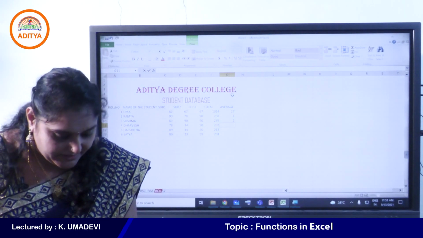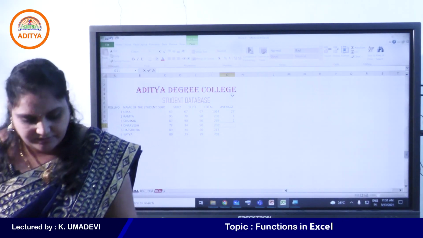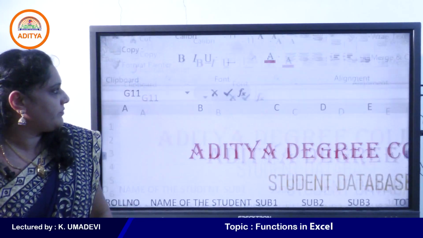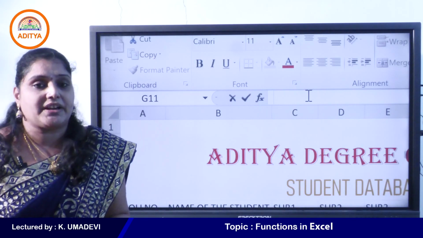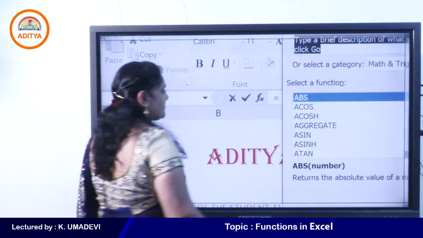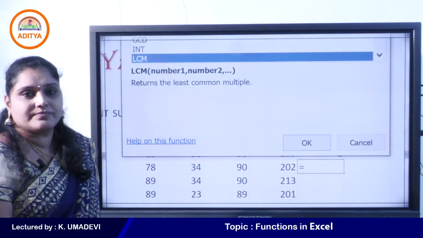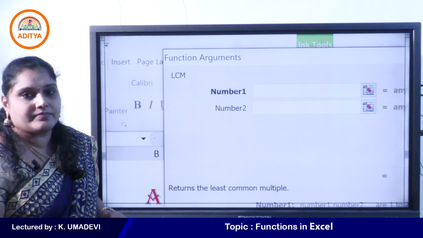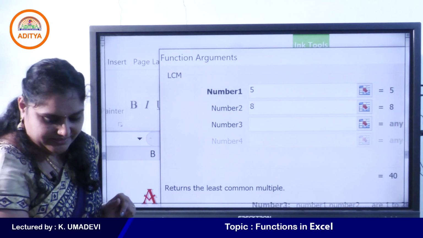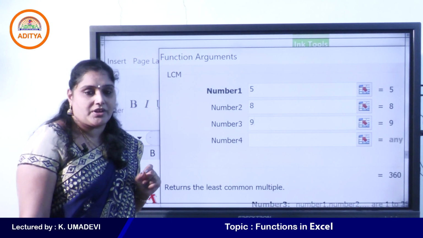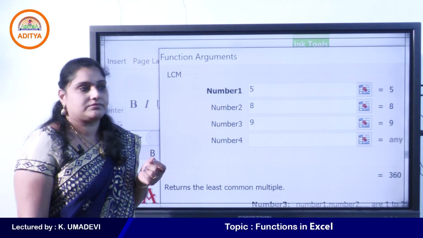It is very easy to apply these functions. If you are familiar with the function name, you can directly go to the formula bar. Just enter the equal to sign followed by the function name, that is LCM, or else you can click on Fx and press L. First I'll enter 5 and press tab, then 8. You can enter as many arguments as you want, because LCM is used to find the least common multiple for more than one number.